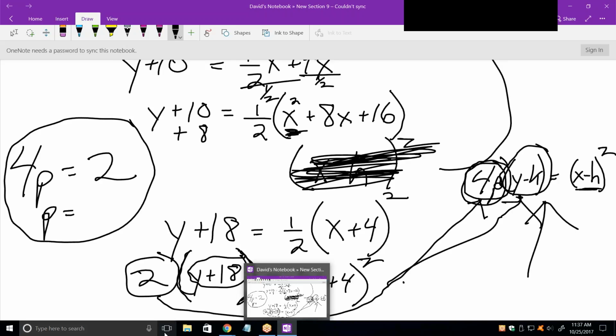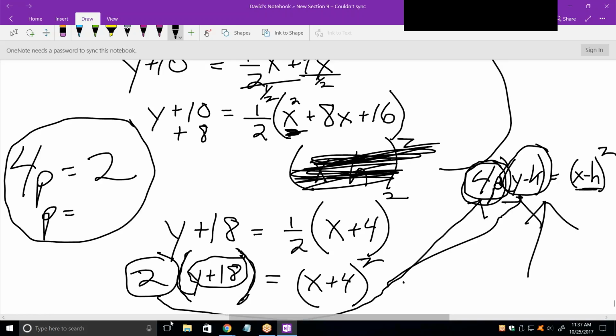In other words, I know that this number in front of the y minus k is 4p. That's the format. So I set it equal to 4p, and now I solve for it. Tell me what p is. You're drawing a blank on solving for P. Why?